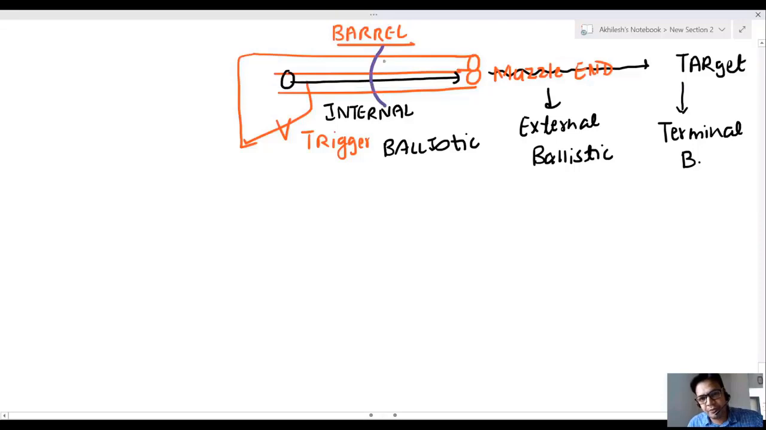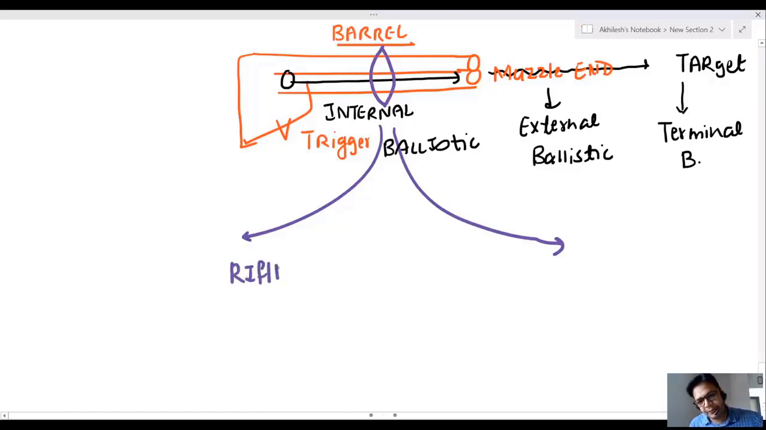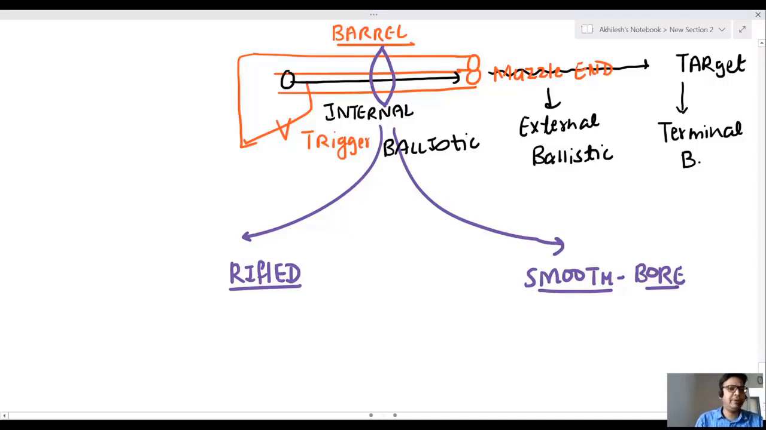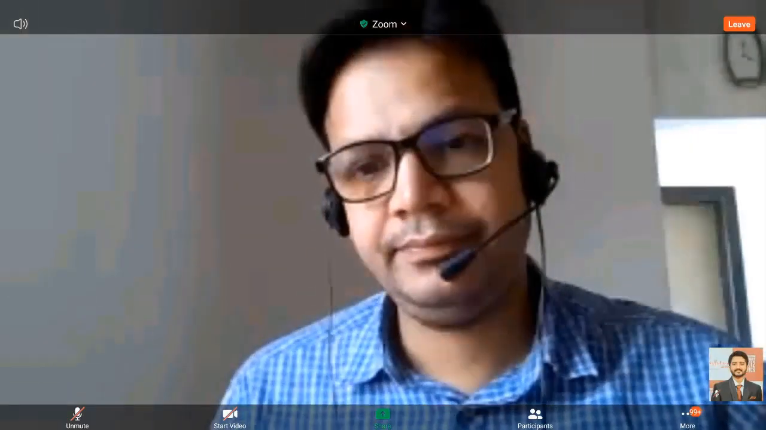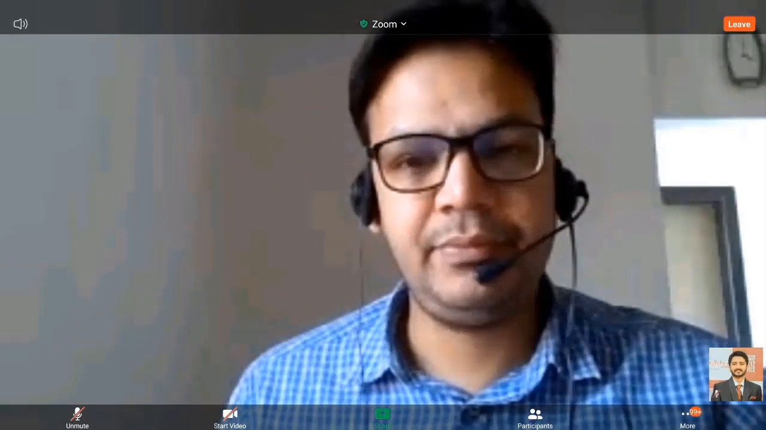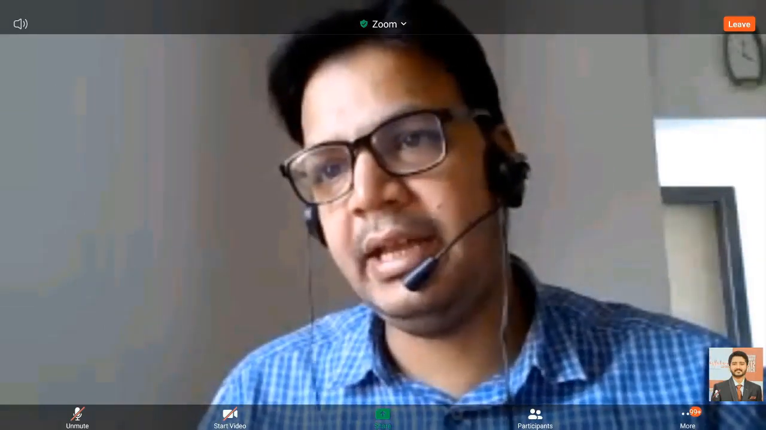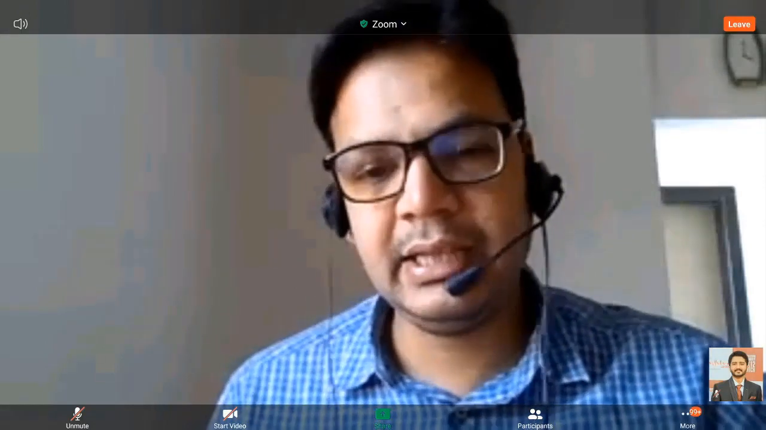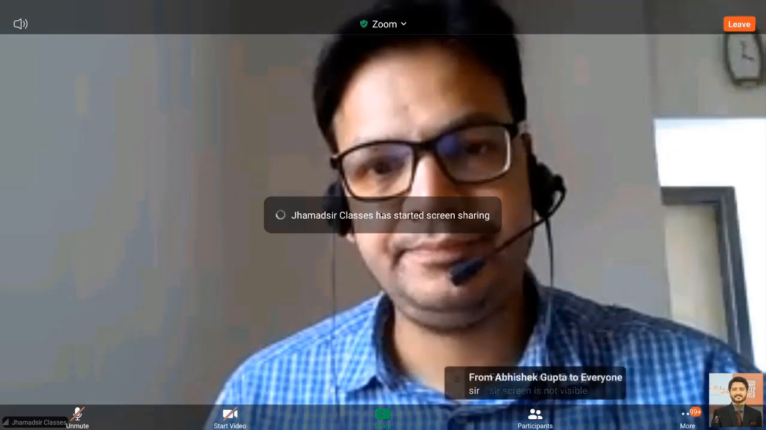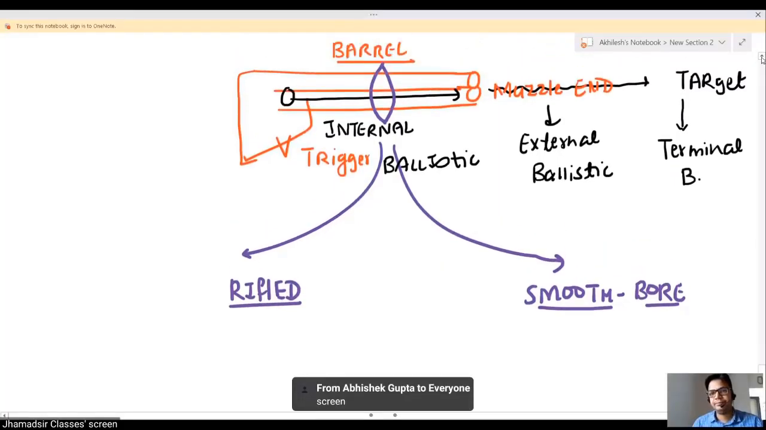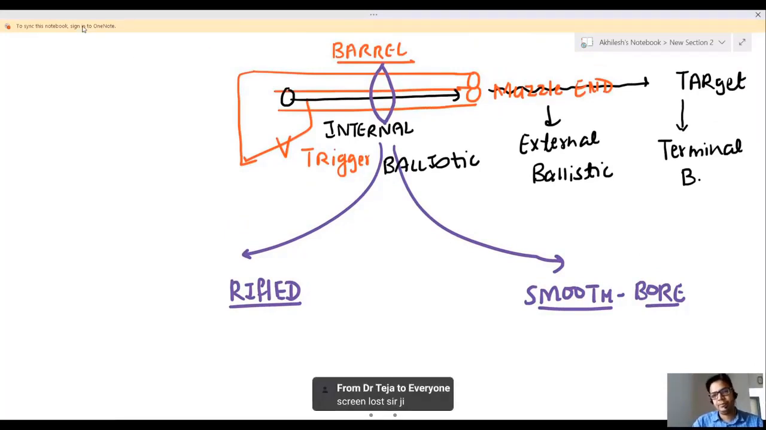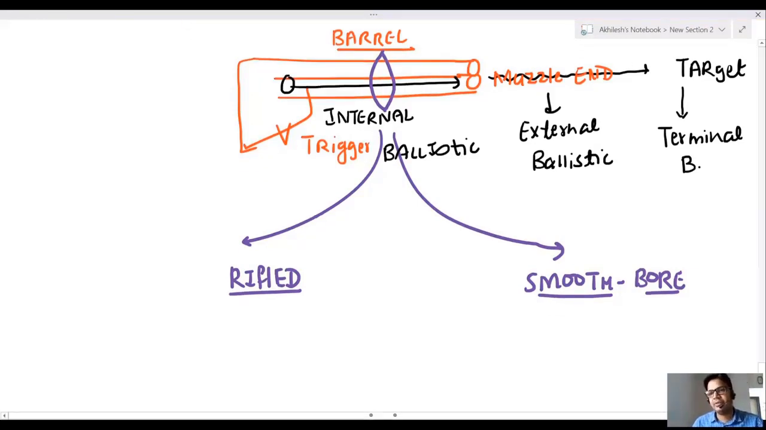On the basis of cross section of the barrel, we can classify weapons into two categories: rifled firearm and smoothbore firearm. Rifled firearm and smoothbore firearm are the two types of weapon we have.